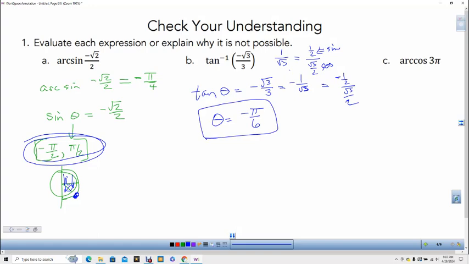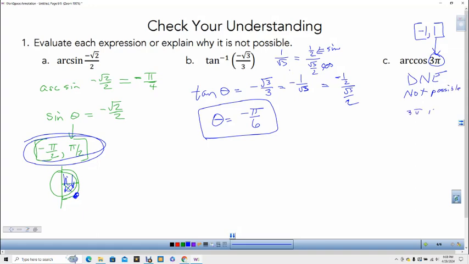All right, and then we get over here to the last one, the arc cosine of 3 pi. This looks so official and so awesome and all that. There's only one problem. Remember, what are the only values that we can plug into the arc cosine or the arc sine? We can only put in values that are between -1 and 1. If we put in values outside of that, this thing does not exist. Or in this case, they told us not possible. So write down not possible, and they want to know why.